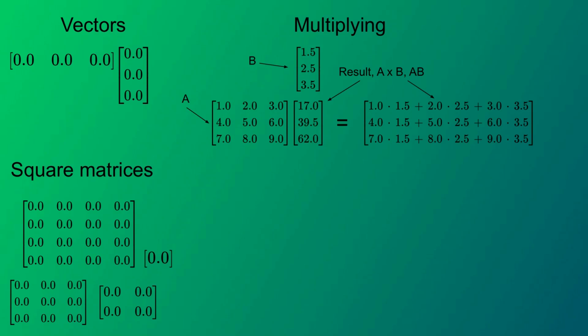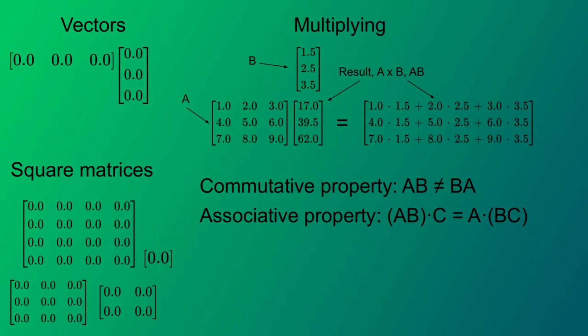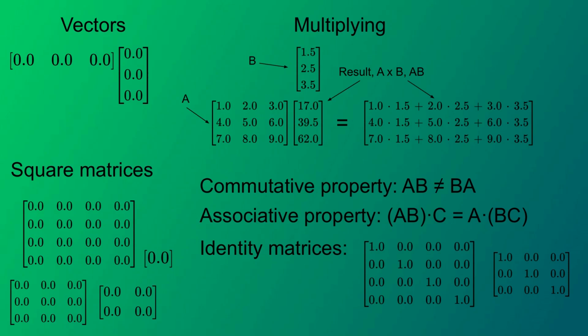The product of matrices is not commutative. The result of AB can be different from the result of BA. The product of matrices is associative. Multiplying the result of AB by C will yield the same result as multiplying A by the result of BC. An identity matrix is a square matrix with ones in the top left bottom right diagonal and zeros everywhere else. Multiplying any matrix or vector X with the identity matrix will result in X.